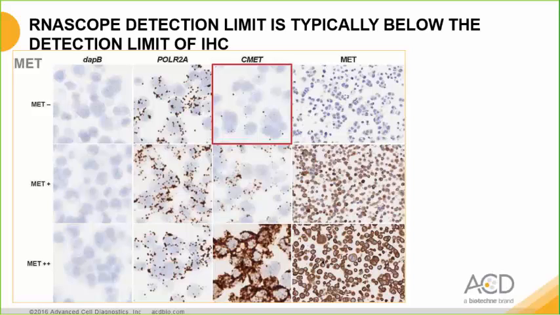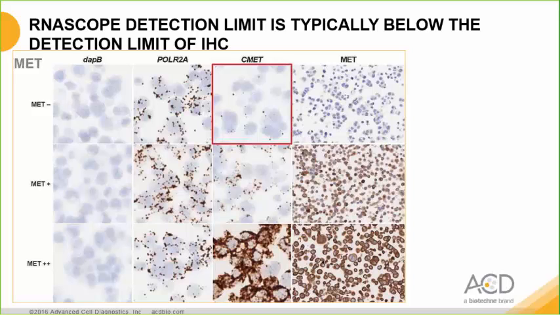The RNAscope detection limit is typically below the detection limit for IHC. These are images from 3 different MET cell lines, the first 3 columns of which have been stained with RNAscope probes: DapB, a negative control marker, Polr2A, a positive control marker, both of which we will discuss later, and cMET. The rightmost column is MET IHC. The low-expressing MET cells in the top row are negative for MET by IHC.